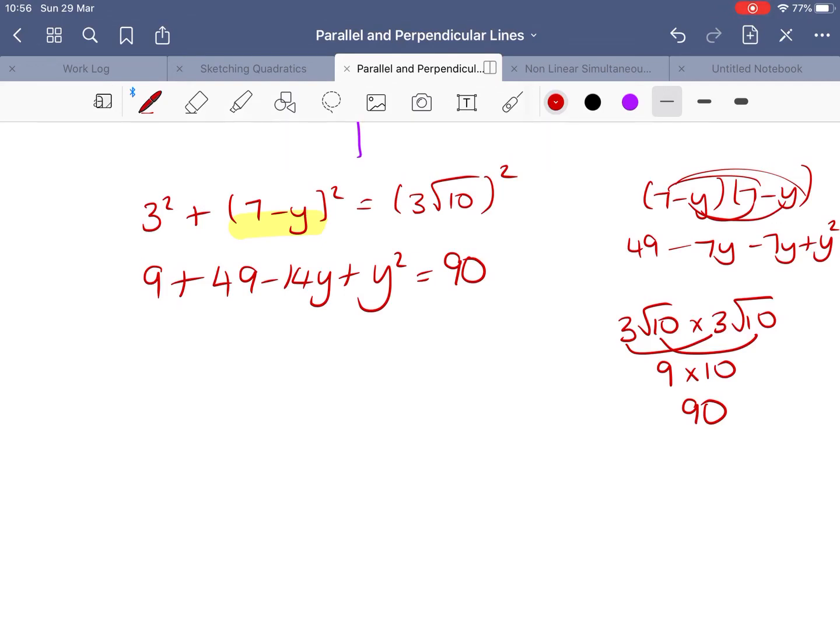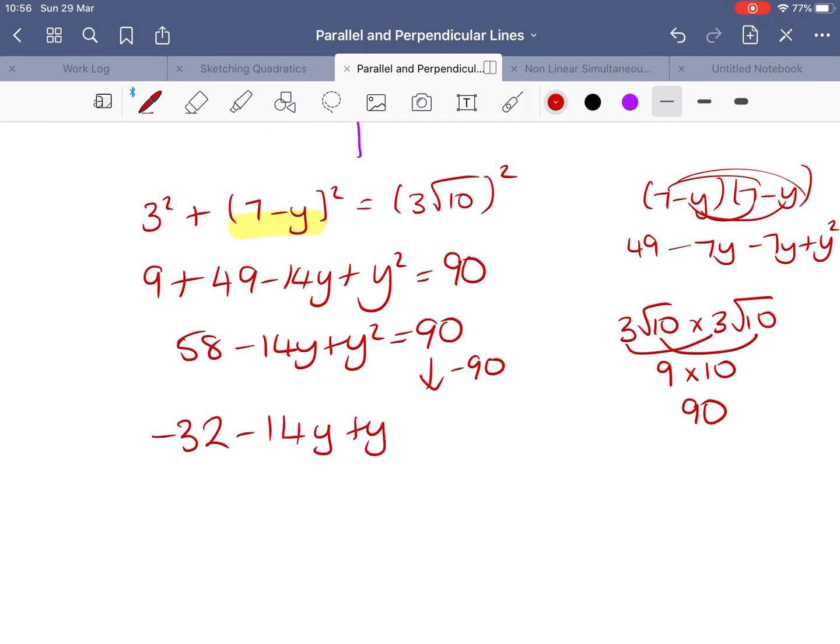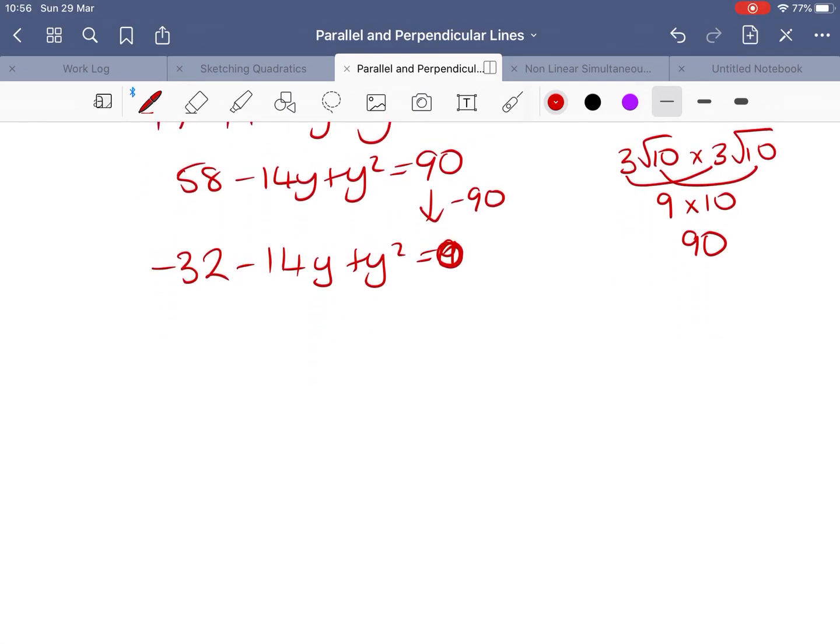So let's tidy this up first. 9 add 49 is 58. Minus 14y plus y squared equals 90. We've got to take that 90 away. So we're going to do 58 take away 90 is 32, or minus 32. Minus 14y plus y squared equals 0. Sorry, I took that 90 away. Right, I'm going to write this how I would normally write a quadratic. y squared minus 14y minus 32 equals 0.